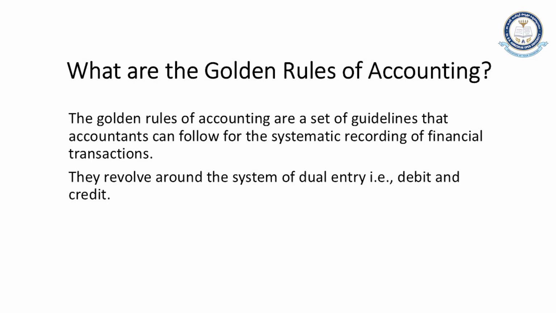So they revolve around a system of dual entry. The golden rule of accounting revolves around a dual entry system followed by debit and credit. So let's understand what is an account, what is debit and what is credit.